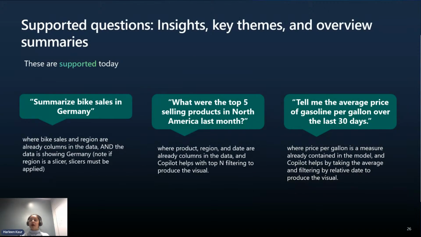So here are a few examples of what prompts are supported today. Prompts like, summarize bike sales, are supported, but make sure that bike sales and region are already columns in the data. And the data on the report is showing Germany, as I mentioned previously. If there is a slicer and Germany is not applied, then it will not be used to give you the summary. So the slicer must be applied and must be selected to Germany.